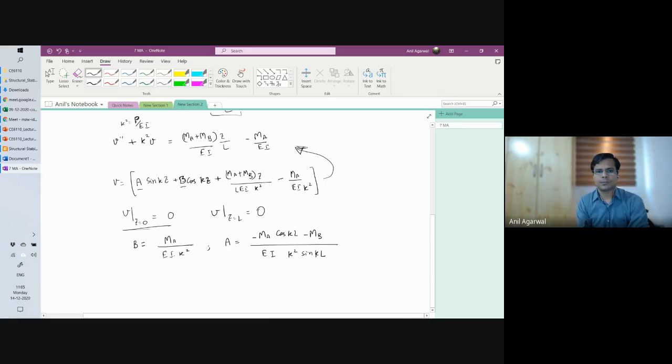Okay. This is obvious. This first one, B, was very straightforward. You simply substitute z is equal to 0. So the sine term will become 0, the second term will become B, and the third term will become 0. So B is equal to MA EIK square.